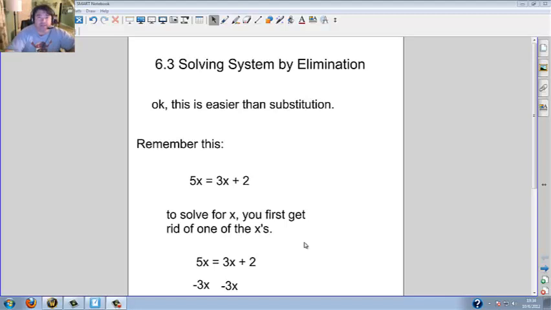Hi, welcome back to AT Math. Today, 6-3, Solving Systems by Elimination. Why, this is easier than learning a martial art.